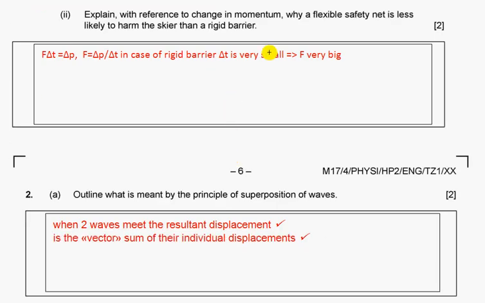Explain with reference to change in momentum why a flexible safety net is less likely to harm the skier than a rigid barrier. So from the formula for impulse and change in momentum, our formula for force equals change in momentum divided by time. In the case of a rigid barrier, delta t will be small and force big, so harmful.